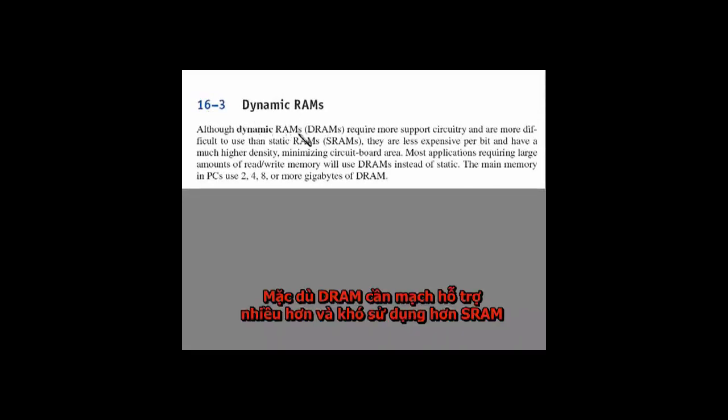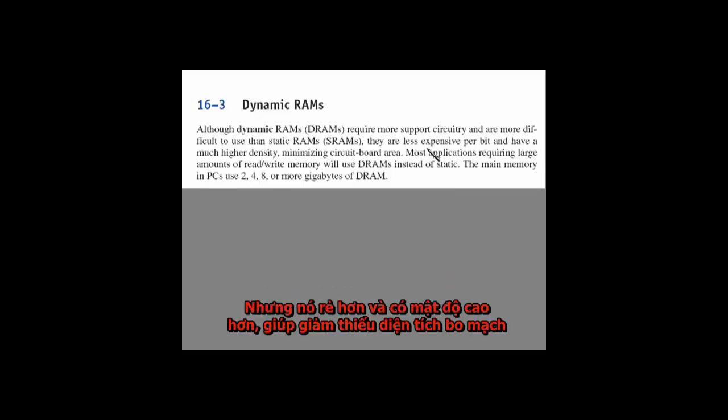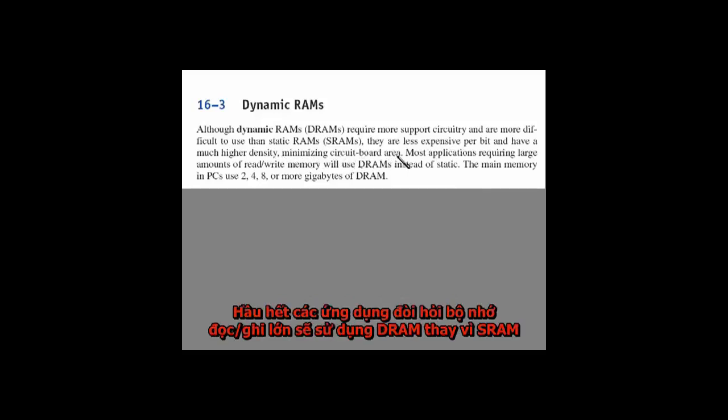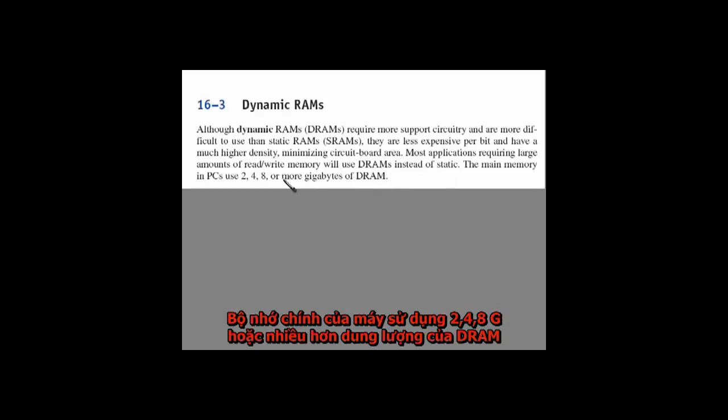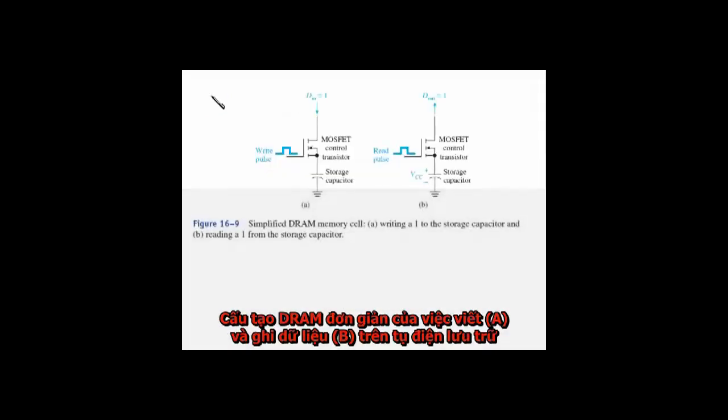Although dynamic RAMs, otherwise called DRAMs, require more support circuitry and are more difficult to use than static RAMs, they are way less expensive per bit and have a much higher density, minimizing circuit board area. Most applications requiring large amounts of read-write memory will use DRAMs instead of static RAMs. The main memory in PCs, in fact, will be using anywhere from 2, 4, 8, or even more gigabytes of DRAM.